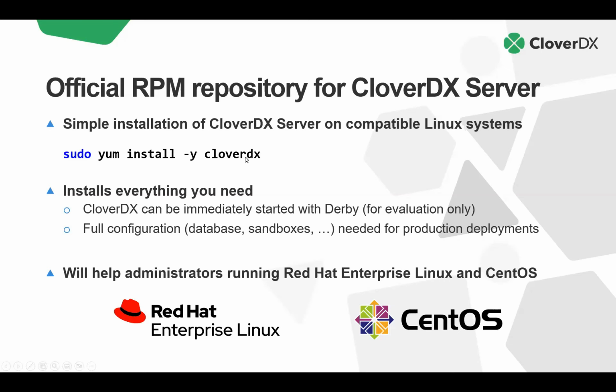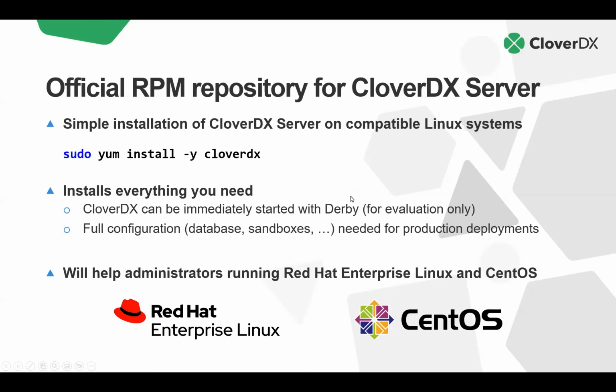Of course, you first need to configure the repository because it's not part of the official Red Hat or CentOS distribution. So you can very easily add our repository to your installation, and then you can install or upgrade Clover with a single command like this. On a basic level, this will install everything you need. So it will install the server and configure it on a basic level. And if you want to evaluate it, for example, you can just start it, right? So if you start the server, right after that, it will run and it will work.